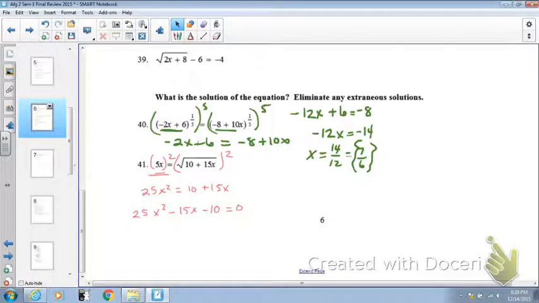And then on 41, when I use the quadratic formula, I'm going to get 2 solutions. I'm going to get x equals negative 0.4 and 1. But what I find out when I substitute them in to check to see if I have any extraneous values, this one does not work. So I actually only have one solution, and it's 1.